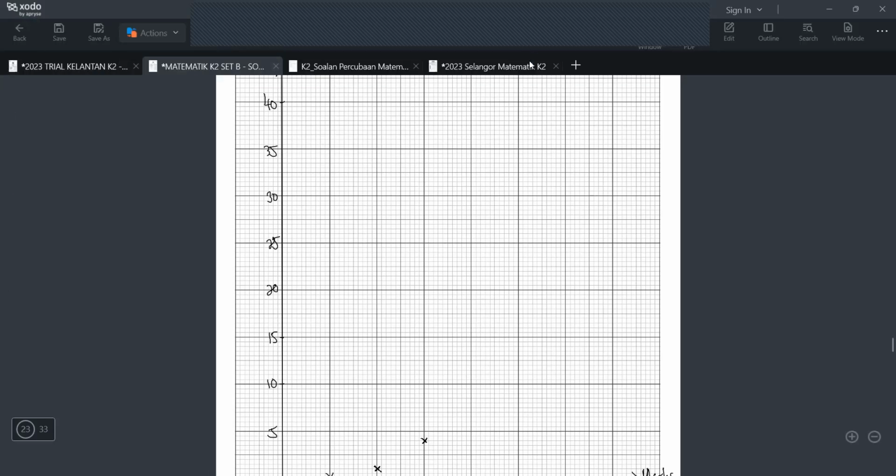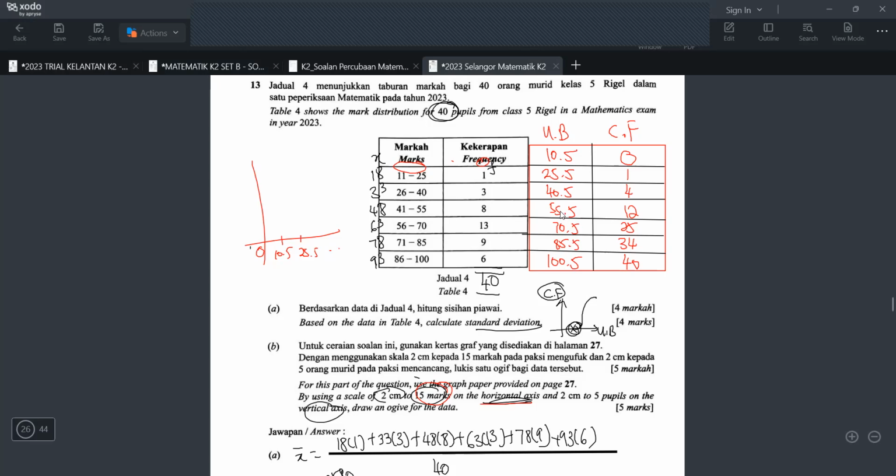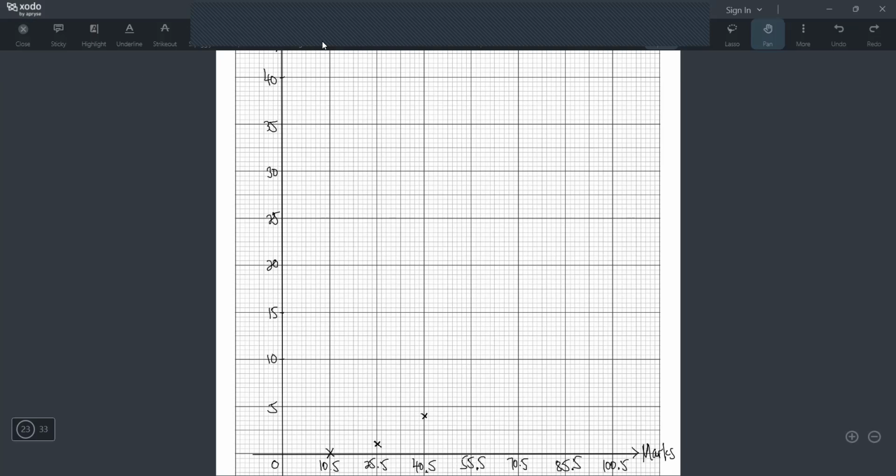Okay, let's continue. Next one, what is it? 55.5, 12. So let's go. 55.5 is here, right? 12 is just above 10. If 10.5, go up 11, go up 11.5, go up 12. It means in total, I have to go up 4 kotak kecil. So 1, 2, 3, 4. Okay, that's 12, right? So 55.5, 12.